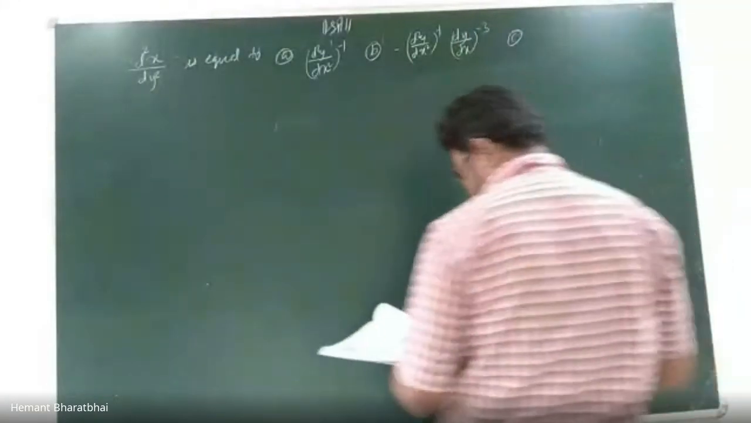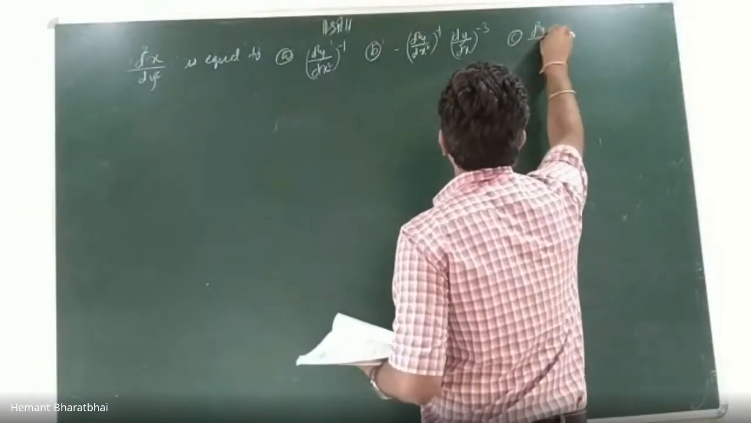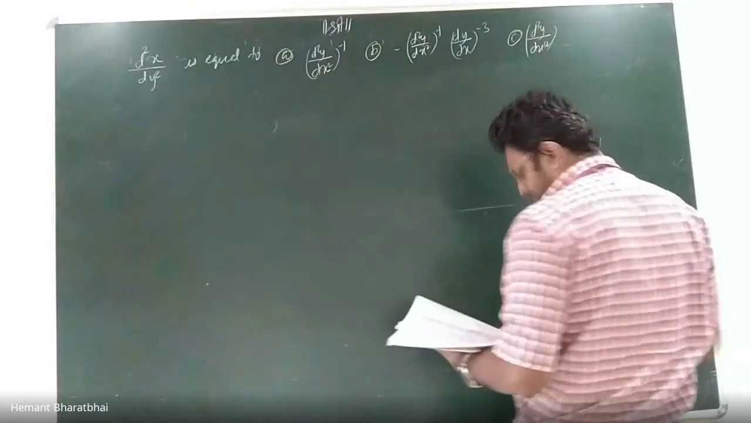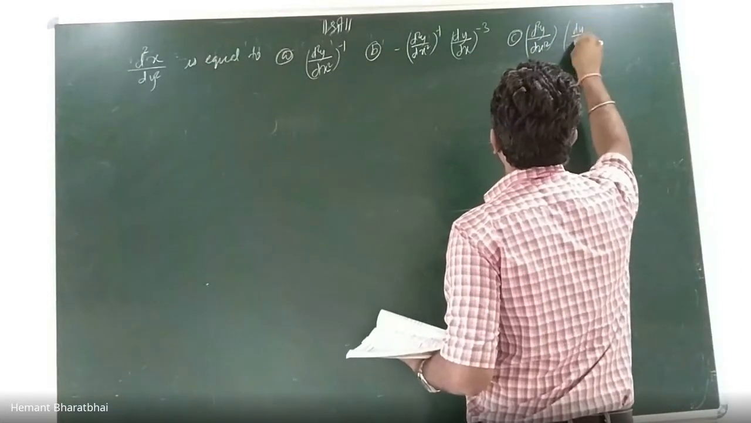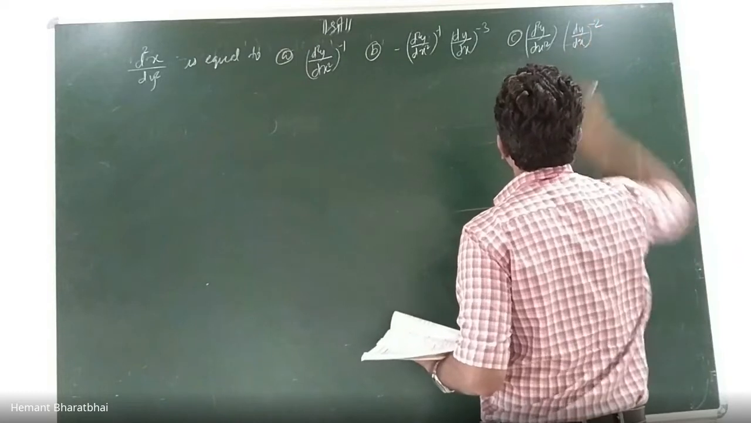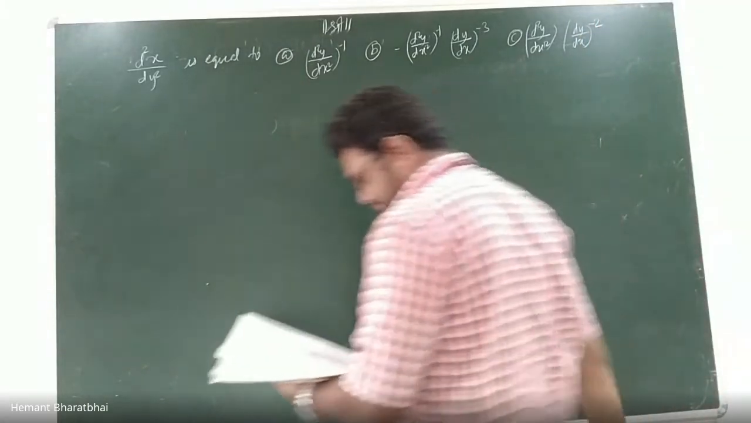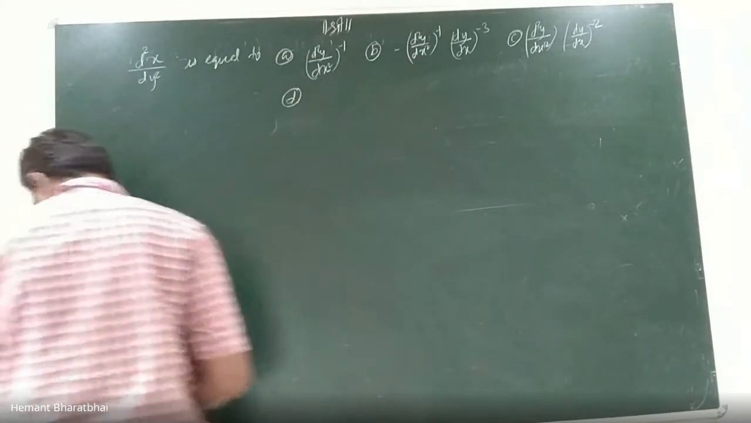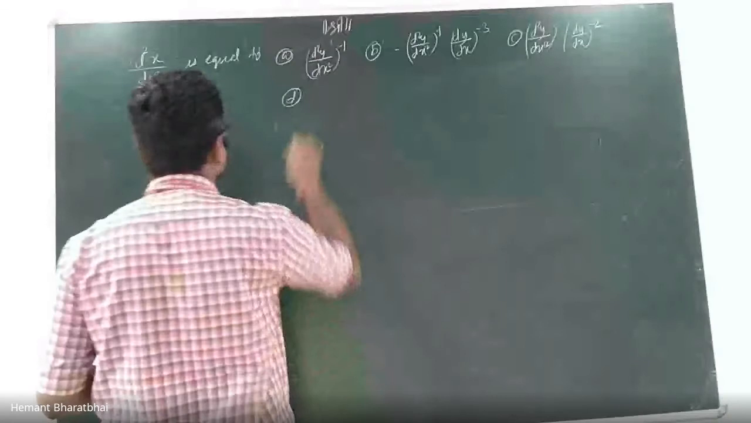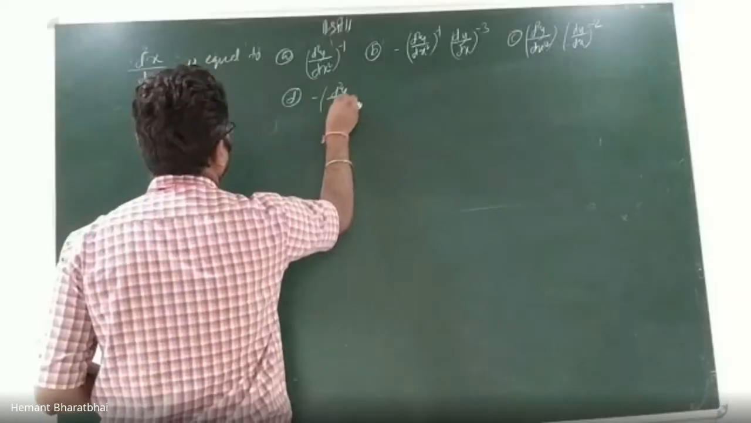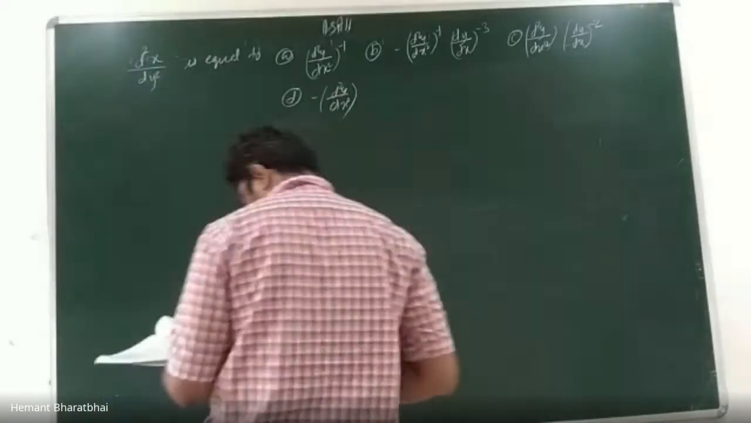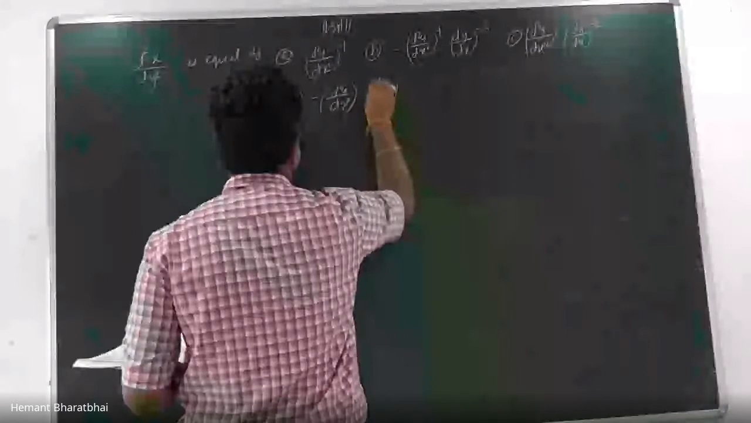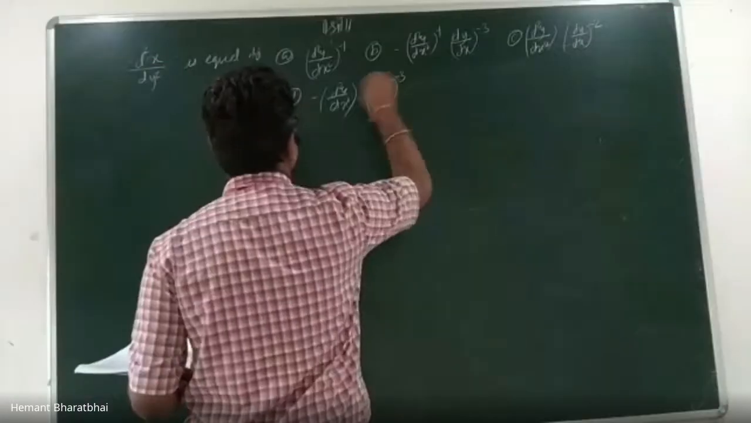Option C, d2y by dx square into dy by dx raised to minus 2, and option number D, minus of d2y by dx square into dy by dx the whole raised to minus 3.